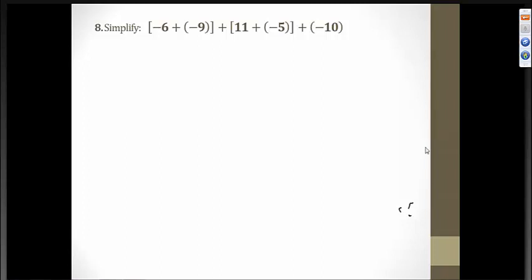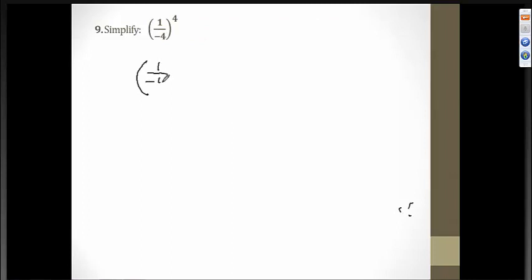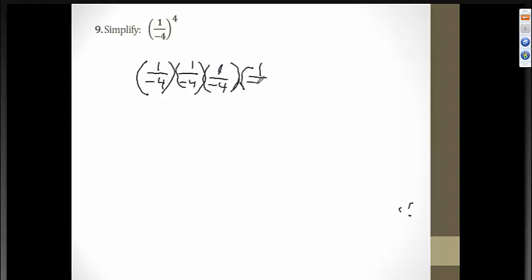What are you doing when you're raising any value to a power? So I'm going to have 1 over negative 4 times 1 over negative 4 times 1 over negative 4 times 1 over negative 4. And how do I multiply fractions? Straight across. Very good. What's 1 times 1 times 1 times 1? Okay. And then I have negative 4 times negative 4 times negative 4 times negative 4.